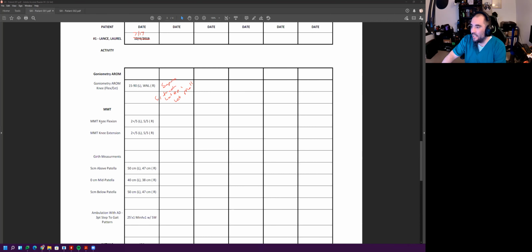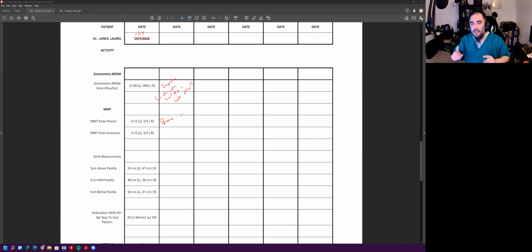All right, I think I've hinted at this: what position for manual muscle testing knee flexion? Prone. Good. We're going to have them prone, kick up towards their butt, and we're going to push down and tell them not to let us push them down.